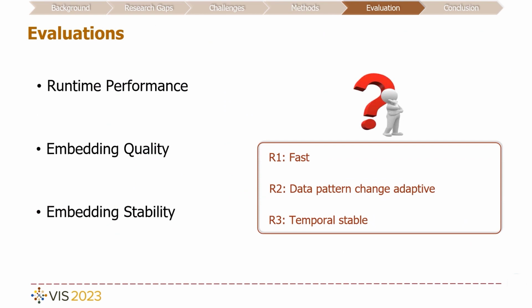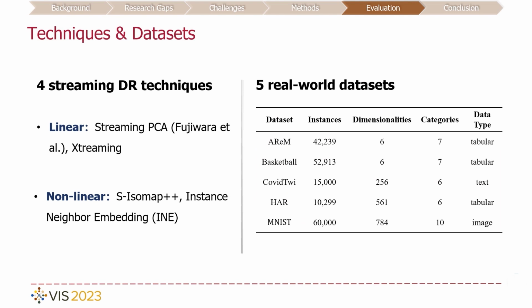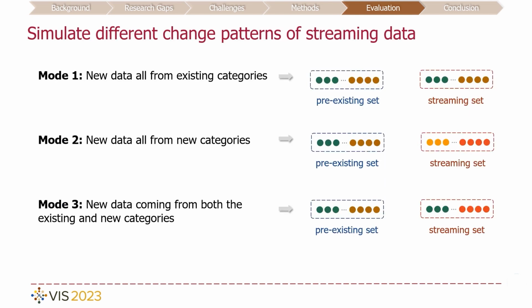Subsequently, we conducted extensive experiments to assess whether SDR meets all three of these requirements: high speed, adaptability to changes in data patterns, and temporal stability. We selected 4 streaming DR techniques, namely streaming PCA, X-streaming, S-isomap++, and instance-based neighbor embedding. These experiments were conducted on 5 real-world datasets. To begin, we partitioned each dataset into 2 distinct sets, one for pre-existing data used for model initialization, and another for streaming data employed in testing.